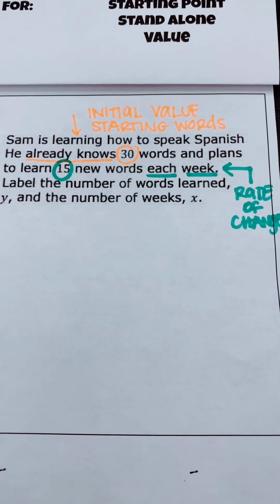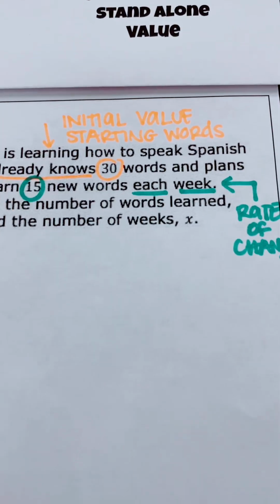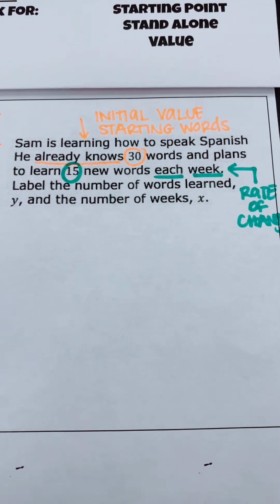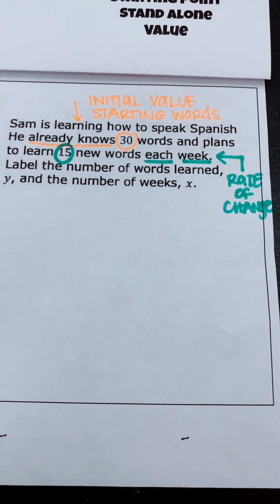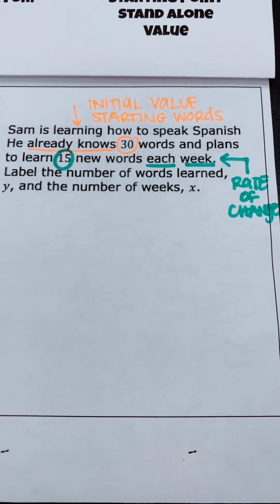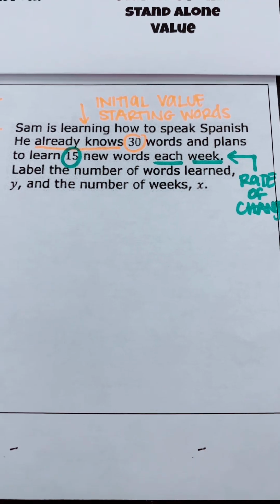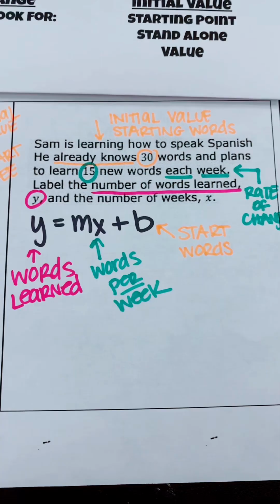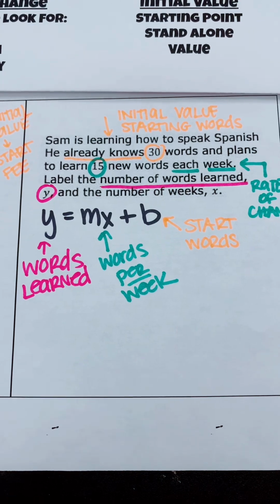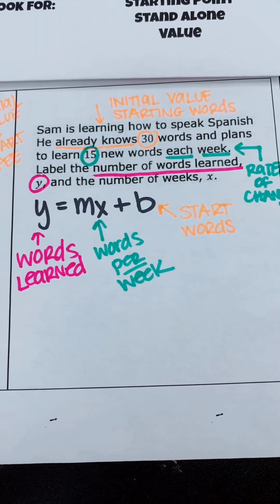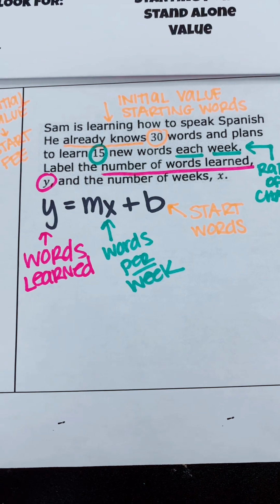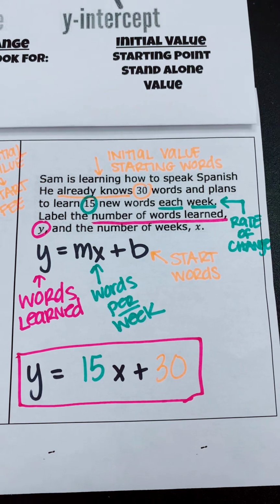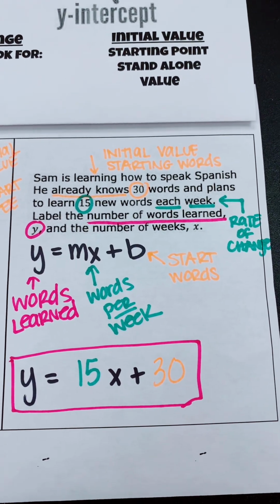Then he learns 15 new words each week. Each is one of those key words for slope. So each week he's learning 15 new words, which is the rate at which things are changing. 15 is going to reoccur every week until he is done learning new words. So we need to write an equation for how many total words he has learned, knowing that M is our words per week and our B is the words we're starting with. So the equation for the total words learned is Y equals 15X plus 30.